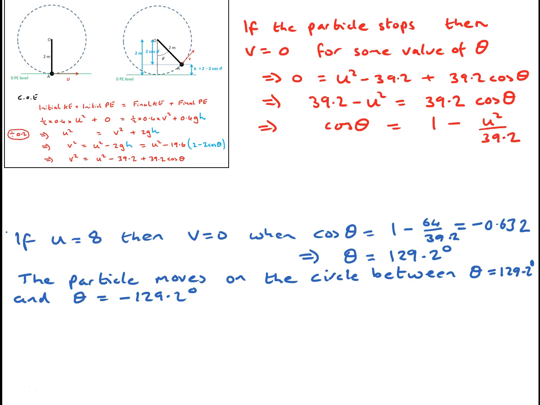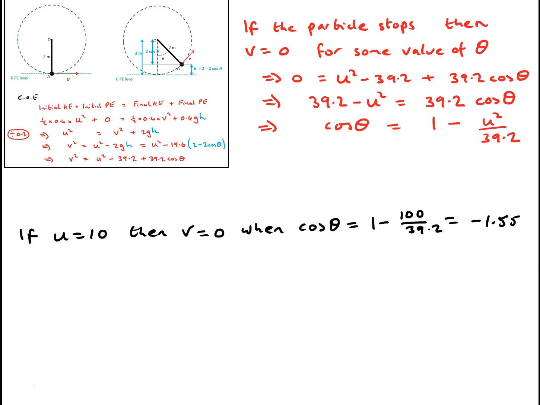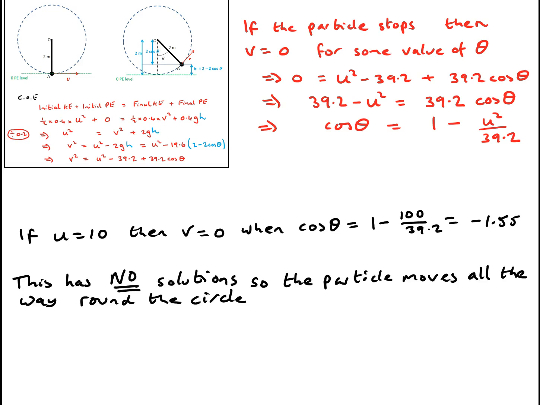On the other hand, if we have u equals 10, then the equation for v equals 0 gives me cos theta equals minus 1.55. And we know that's impossible because cos theta can only take values between minus 1 and plus 1. So cos theta equals minus 1.55 is impossible. That's telling me that v is never equal to 0, which means in this case that the particle is going to complete full circuits of the circle without ever stopping.